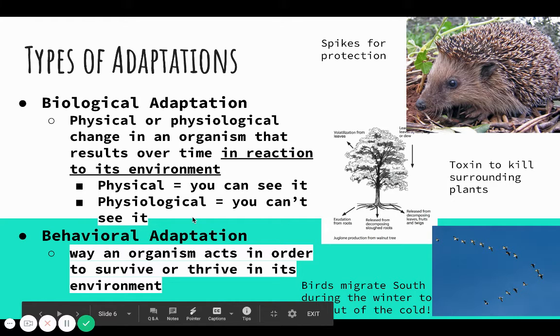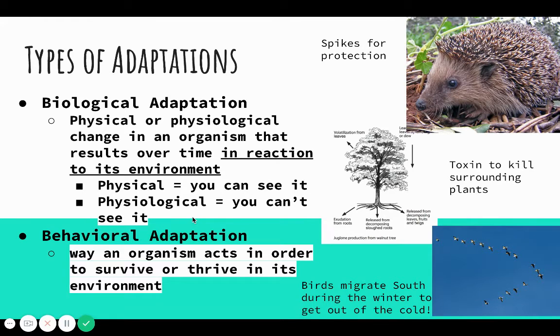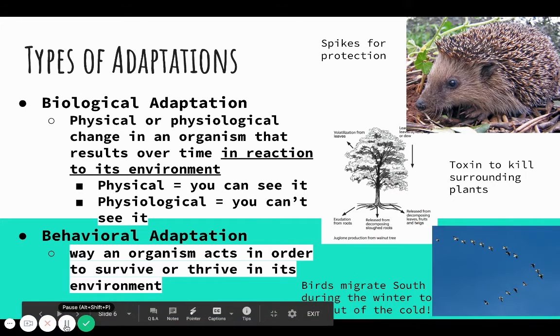Physiological adaptations are adaptations that you cannot see. For example, the black walnut tree. This black walnut tree has an adaptation in which it produces a toxic chemical in order to compete with surrounding plants for space to grow. You can't see the plant's insides creating or secreting this chemical, but it is a trait that helps the black walnut tree to survive and thrive in its environment. Therefore, it's a physiological adaptation.